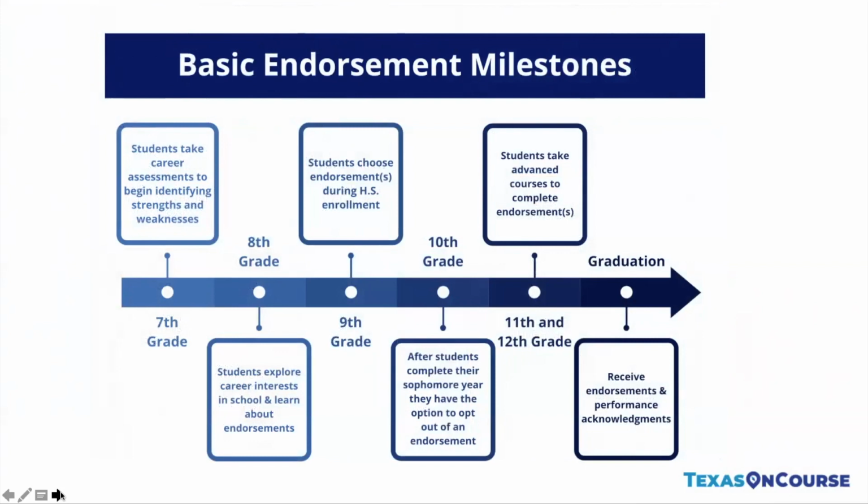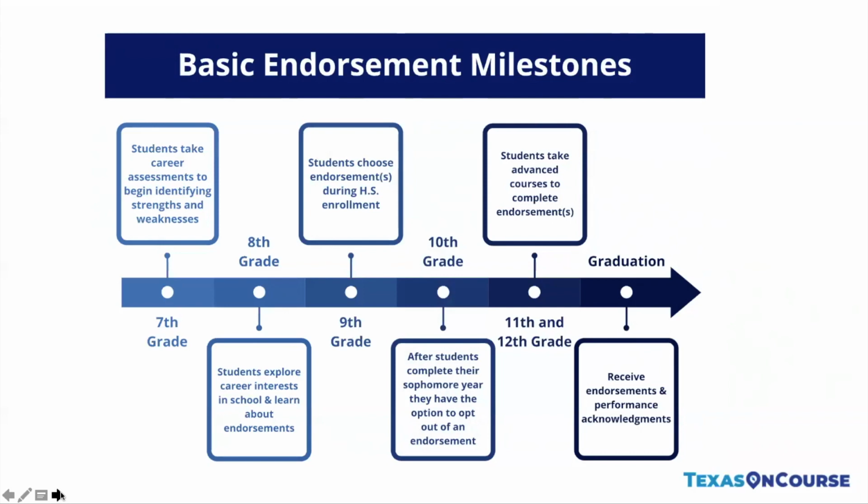The next infographic we'd like to highlight from our academy is entitled Basic Endorsement Milestones. As you all know, there are a number of major milestones throughout the endorsement selection process, and students and their parents or guardians should ensure that they continue to keep them on their radar. This infographic provides an overview of each of the basic endorsement milestones, starting as early as 7th grade. It is really a best practice for students in 7th grade to focus on identifying their strengths and weaknesses. In 8th grade, they begin to explore their career interests and learn about endorsements.